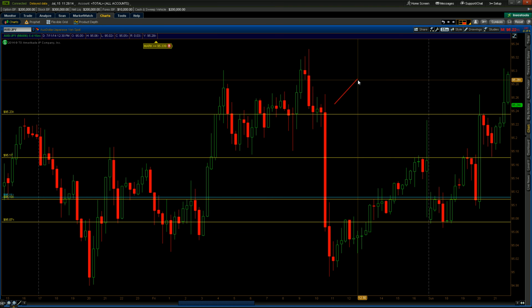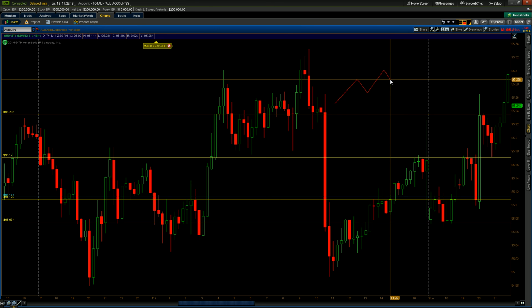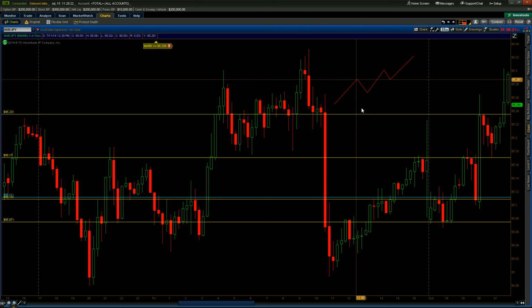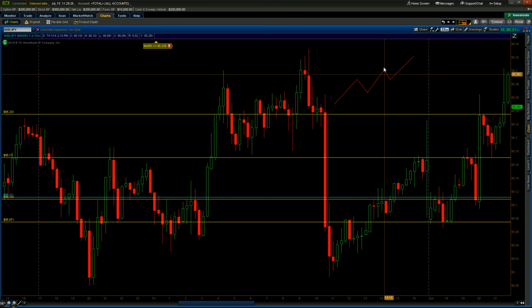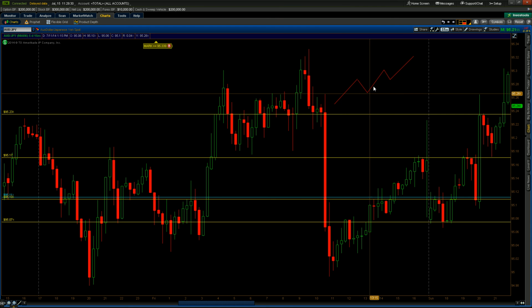Uptrends look like this, this, this, this. Okay, now when it's an uptrend, always try to trade with the trend. Don't necessarily trade on the pullbacks, because you don't know where it's going to pull back, even here. So what you want to do is trade with the trend.